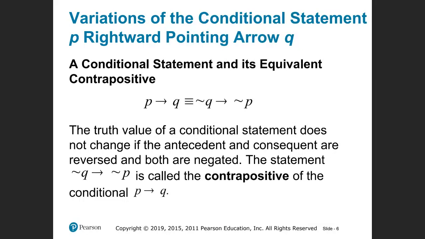Next, we're going to look at variations of the conditional statement, where we have if P, then Q. The truth value of a conditional statement does not change if the antecedent and the consequent are reversed and both are negated. So we have if P, then Q, and reversing them and negating them, we have if not Q, then not P. The statement if not Q, then not P is called the contrapositive of the conditional if P, then Q.